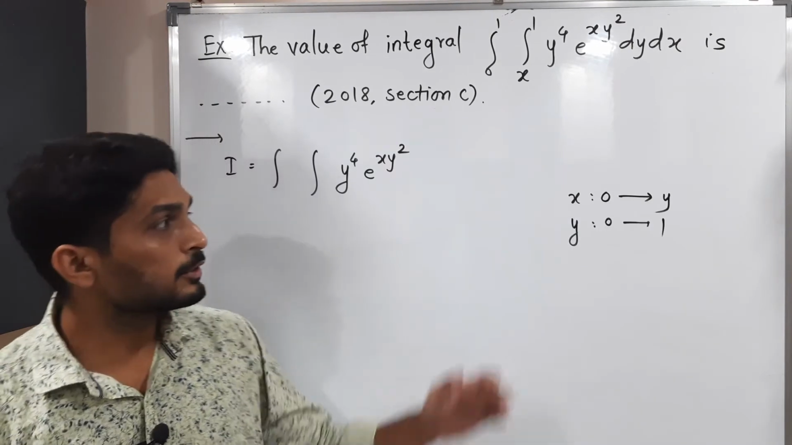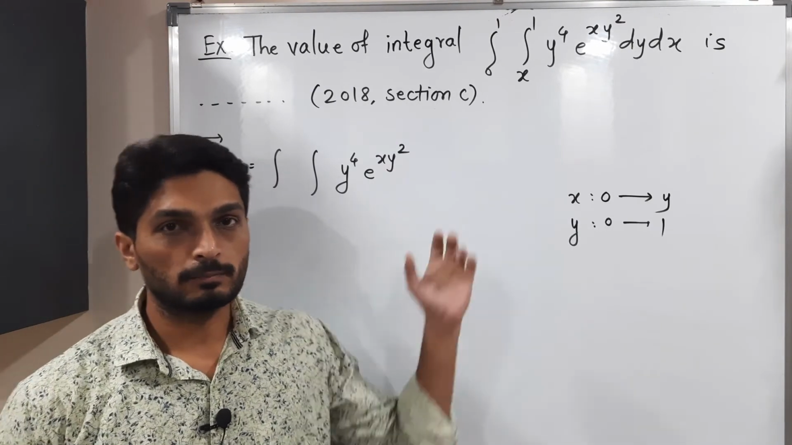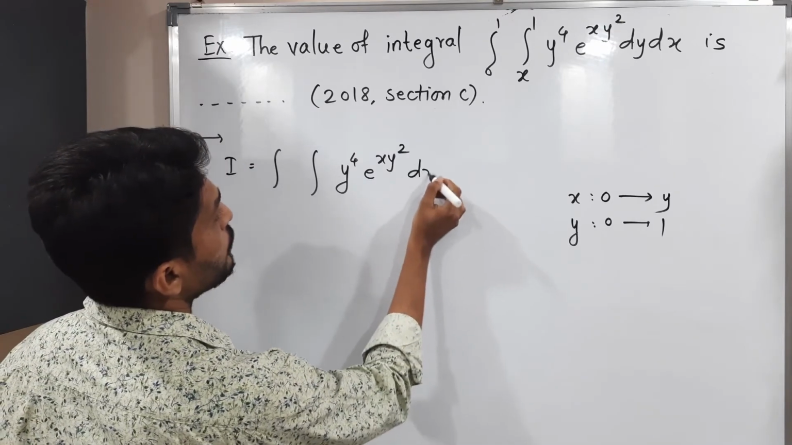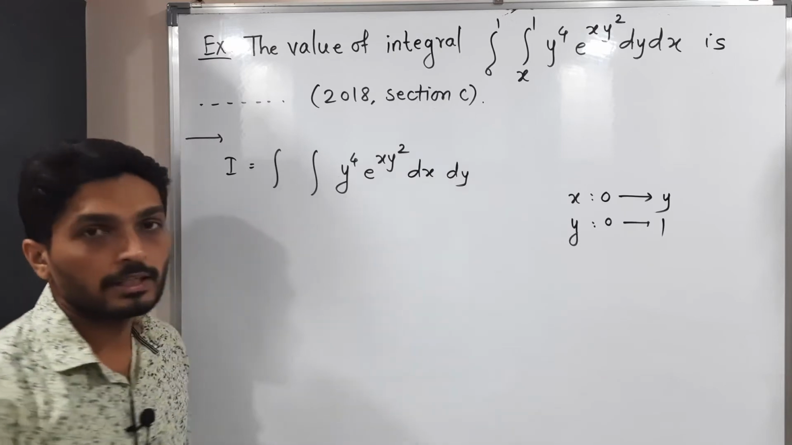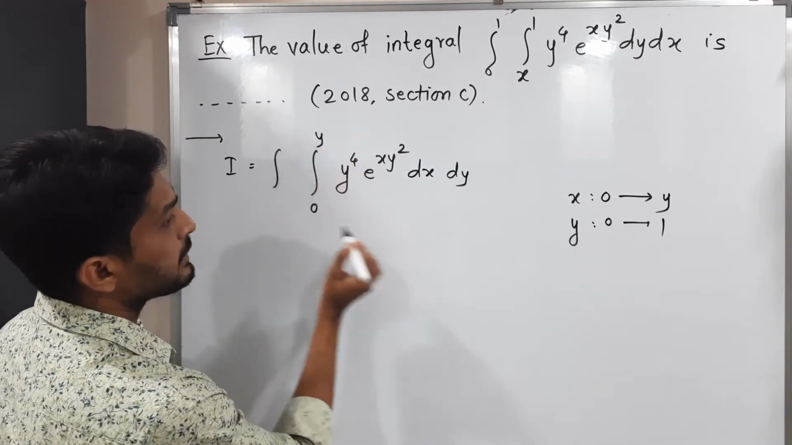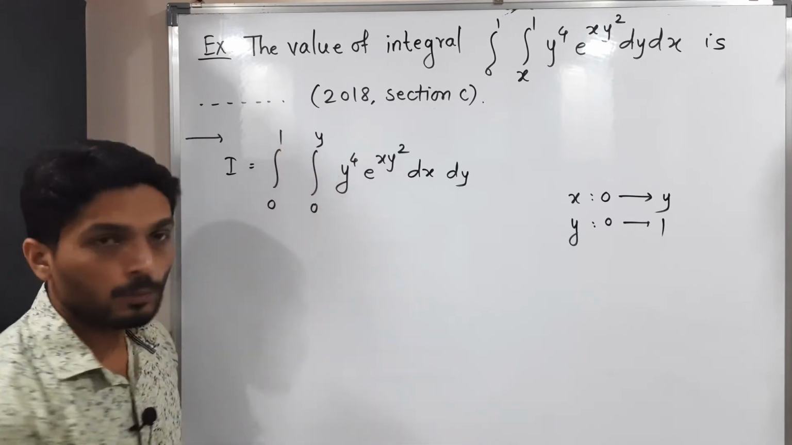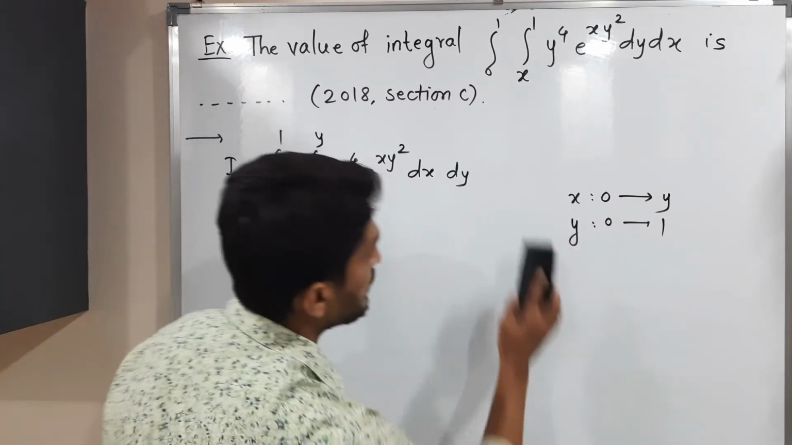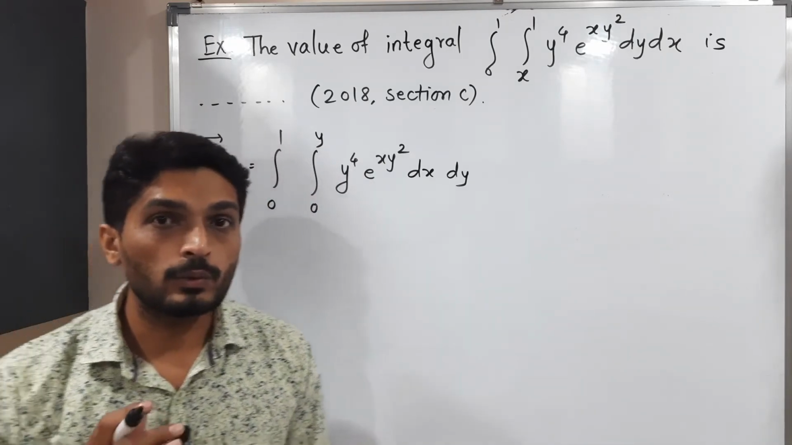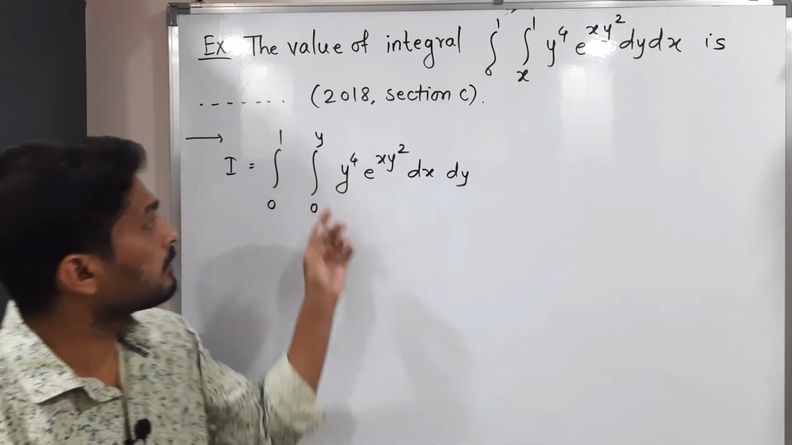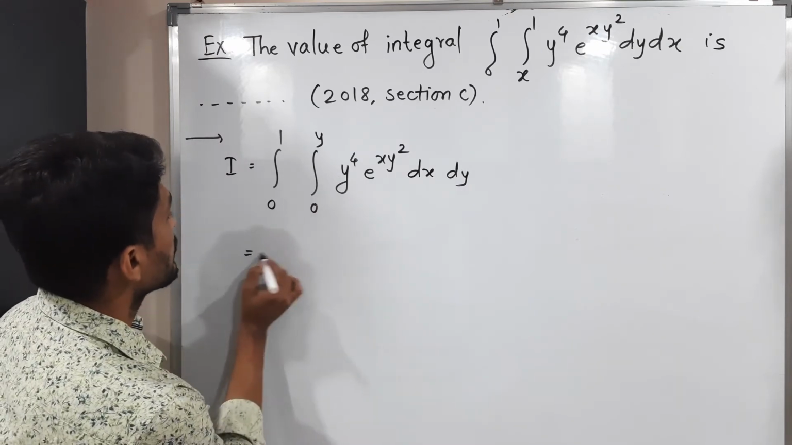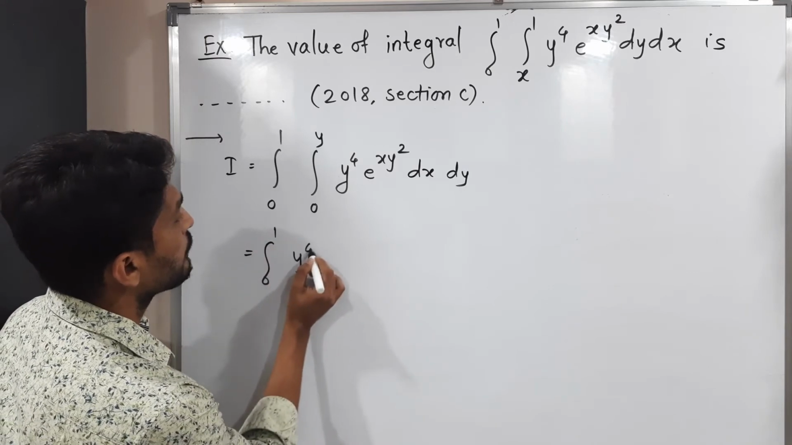Let us use these new limits to solve the integral. Our strip is parallel to the x-axis now, so we write dx first, after that dy. The limits of x are 0 to y. The limits of y are 0 to 1. Let me remove these limits now. Our inner integration is with respect to x now, so functions of y are constant. So I will take them outside the integral: integration 0 to 1, y raised to 4 will come outside.